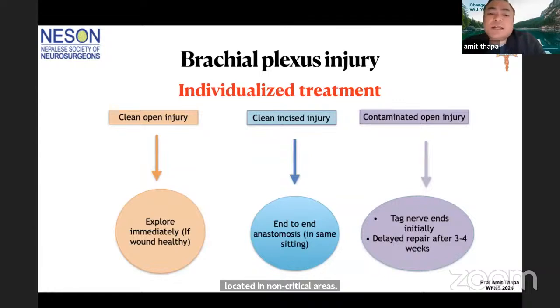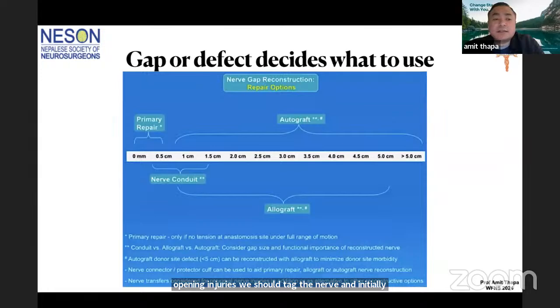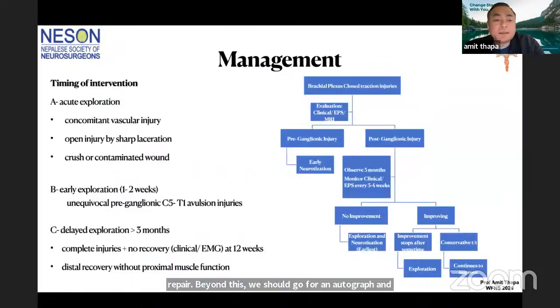So for individualized treatment of any clean open injuries, we need to explore and immediately repair. And in a clean incised injury, it's done the same. In contaminated open injuries, we should tag the nerve ends initially and then do a delayed repair as soon as the wound is healed. Depending upon the size of the gap, as I said earlier, if the gap is less than 5 millimeters, then we can go for primary repair. Beyond this, we should go for an autograft or an allograft. So a nerve conduit only helps for shorter lengths.